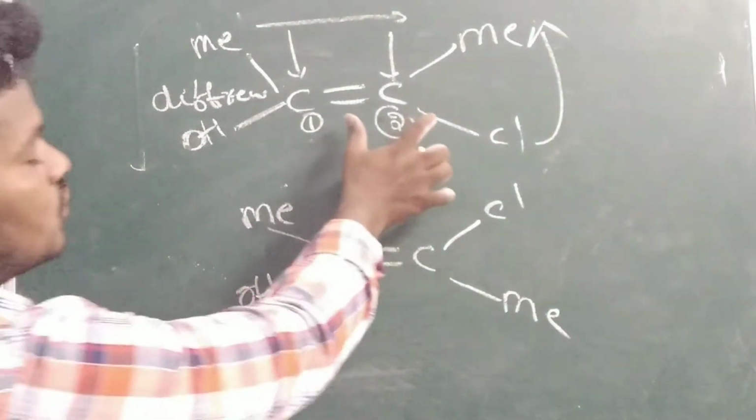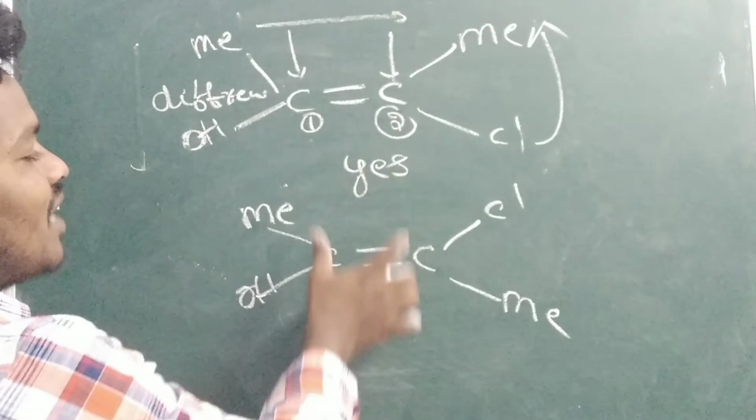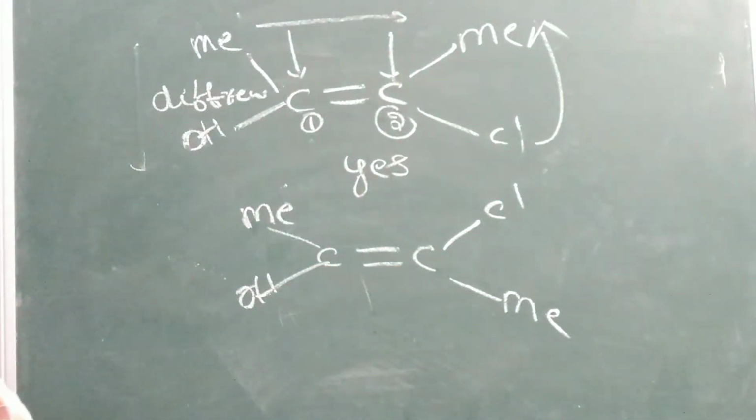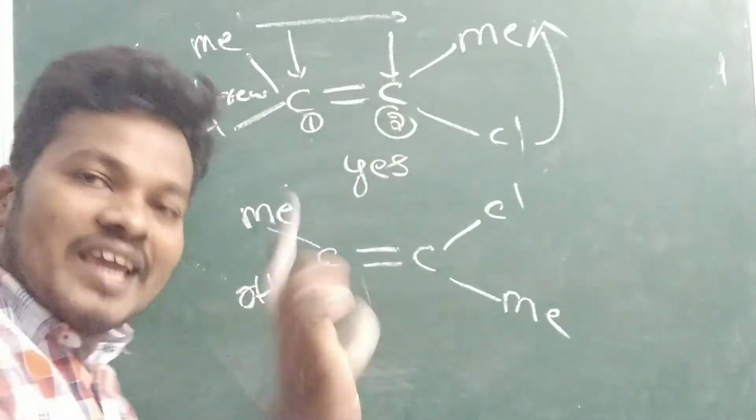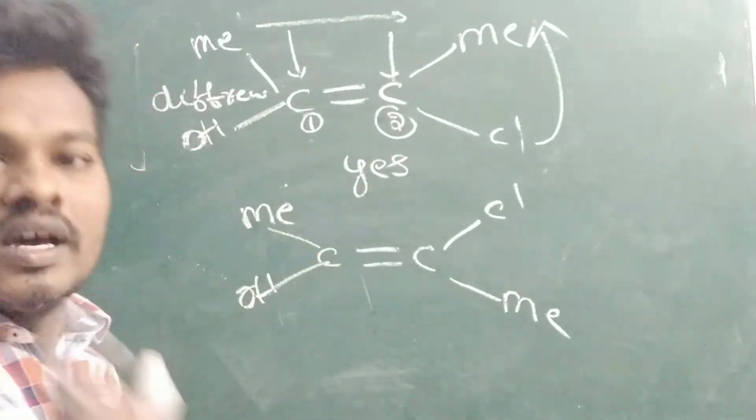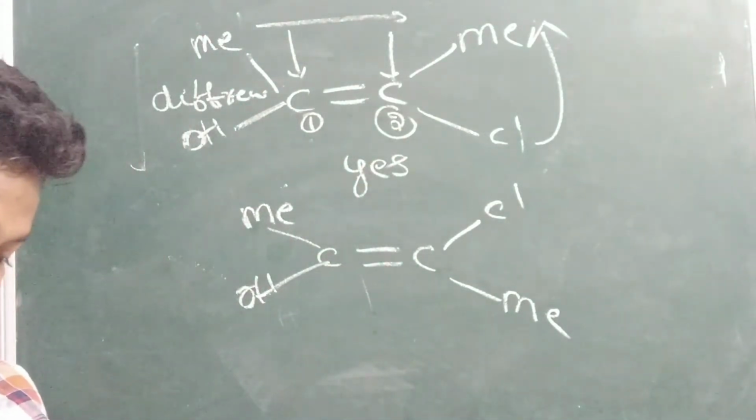If you look in the mirror, are both looking like mirror images or not? Both are non-mirror images; they will not look like mirror images. So these are the conditions for the geometrical isomer.